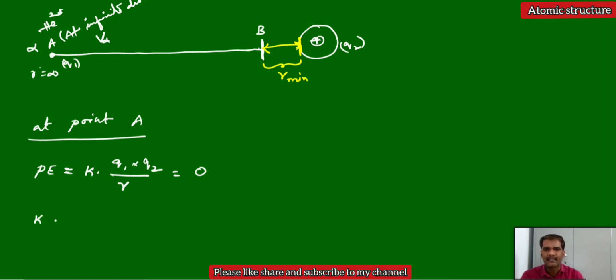Similarly, you calculate the kinetic energy. What is the kinetic energy here? It is half m v square, where m is the mass of the alpha particle and v is the velocity of the alpha particle. Let us take this as alpha: the mass of the alpha particle and the velocity of the alpha particle. These are the potential and kinetic energies at point A. Similarly, at point B.